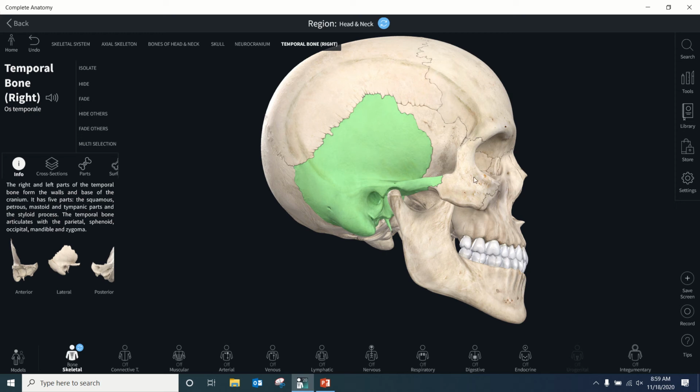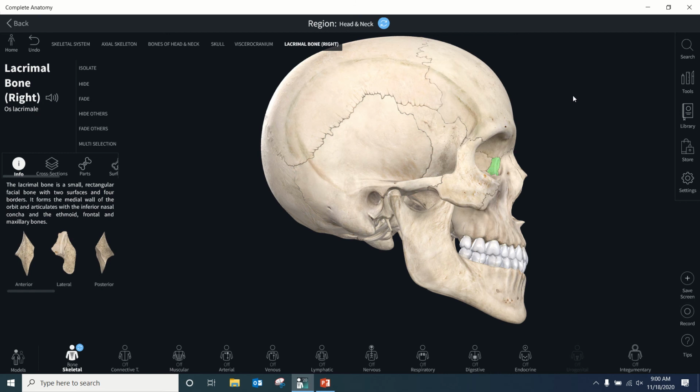Next, we can stay with this view. We're going to go to the lacrimal bone, which is right there. The way that I remember where that is: your tear ducts are called your lacrimal ducts, so they sit pretty close to this bone. The lacrimal bone is about where your tear ducts are.